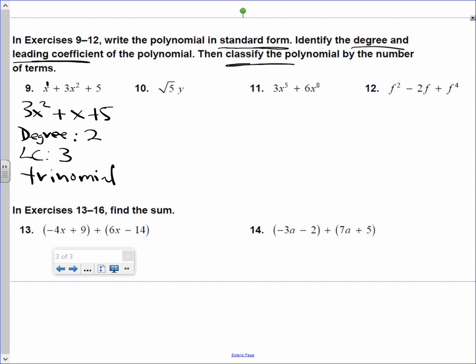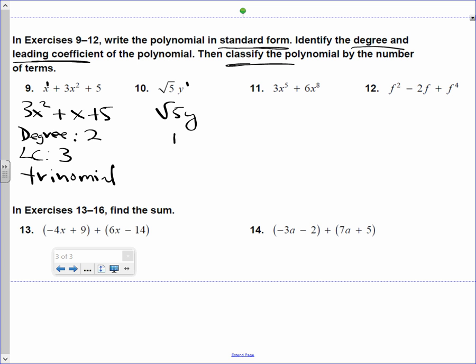Number 10. Radical 5y. Let's put it in standard form. It already is in standard form. Let's put radical 5y. That's standard form. There's no other terms. The degree. What's the degree here? The degree is 1, because look at the exponent of the variable is a 1, so it's degree 1.